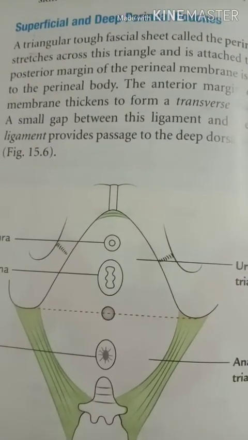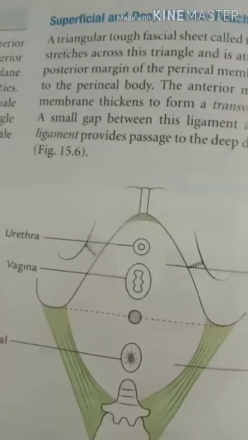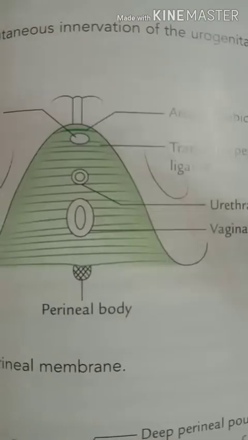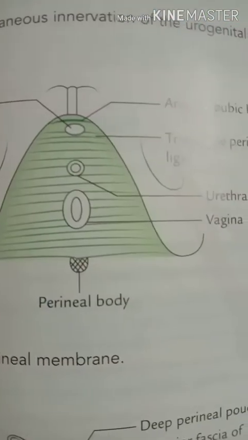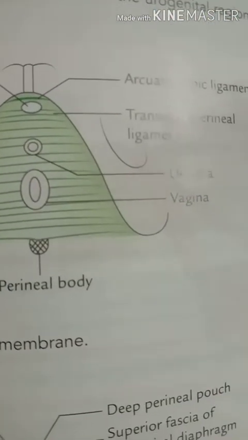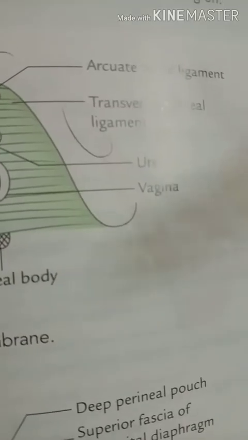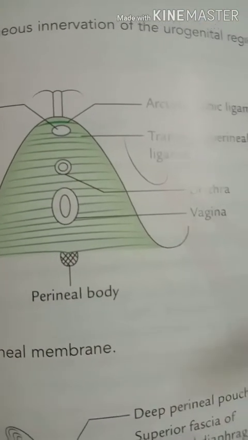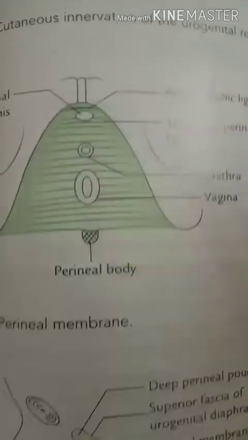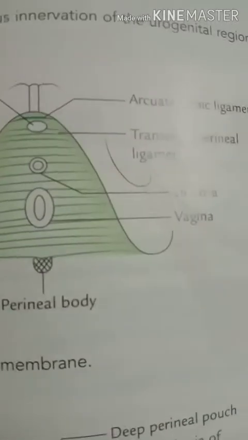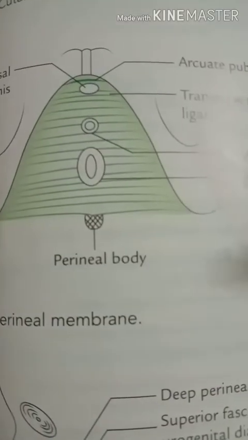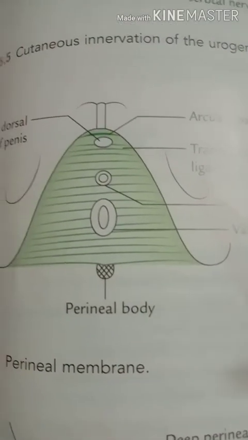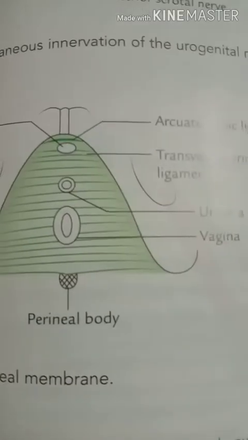Then we should see the cutaneous innervation, meaning the nerves which supply the skin. First is the dorsal nerve of the penis, then the ilioinguinal nerve and the genital branch of the genitofemoral nerve, then the perineal branch of the cutaneous nerve, and last the posterior scrotal or labial nerve.